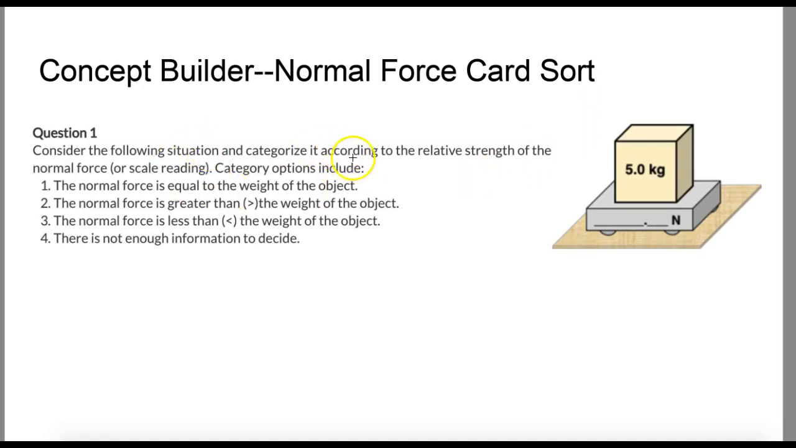Consider the following situation and categorize it according to the relative strength of the normal force or the scale reading. So the category options include these.